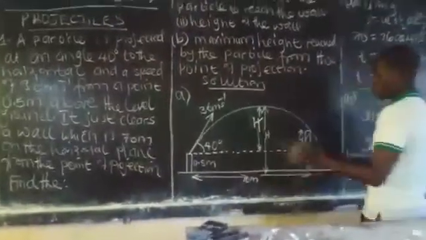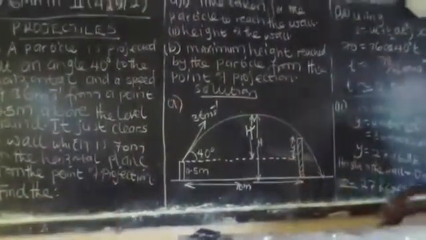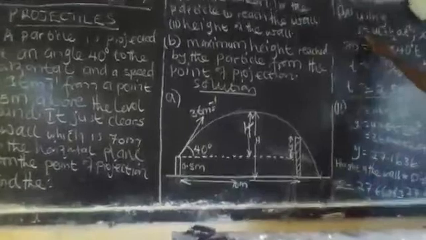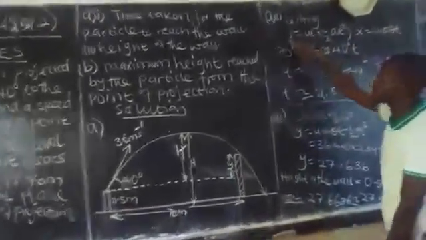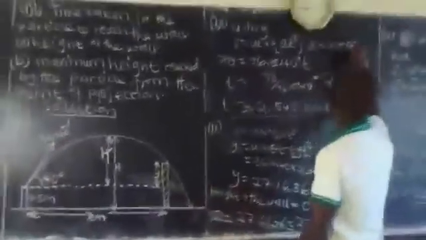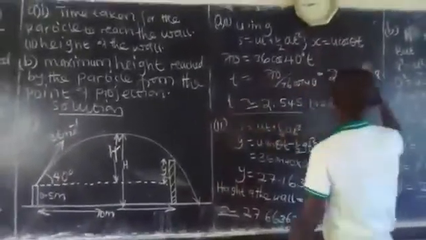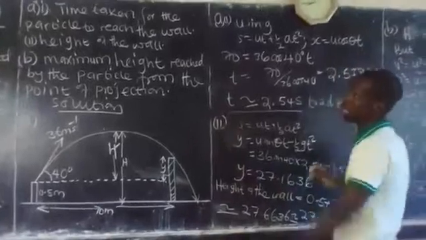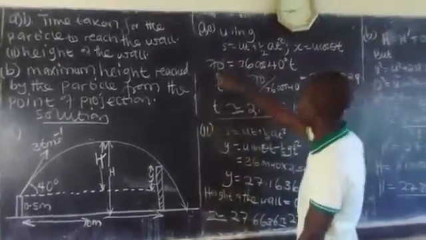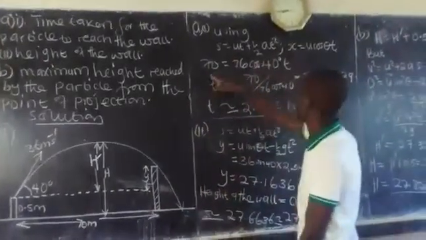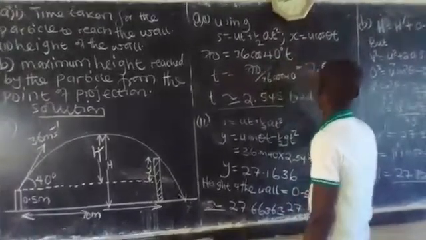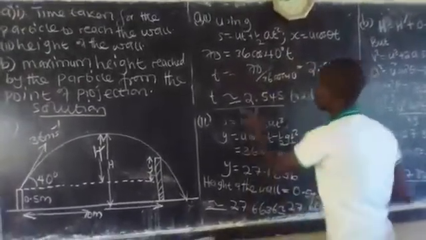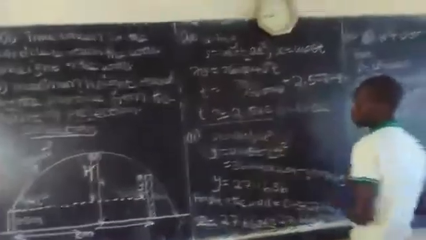This diagram normally carries some marks, like 2 or 3, 4. We come to this formula here, the second equation of motion, where S is displacement, X is horizontal displacement, U cos theta is the horizontal speed, and T is time taken. But they're asking for time. I already have the distance, X is 70, 36 is our speed, and we know the angle, so find T. So our time, we approximate it to that.